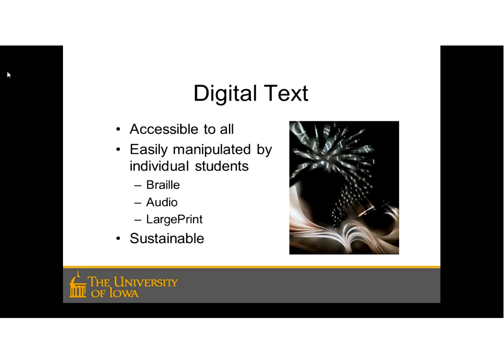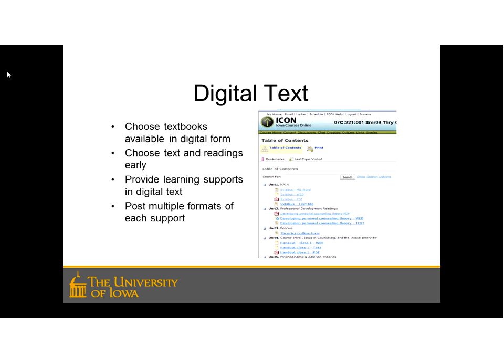But if we have digital text, we can do just about anything we want with it. We can print Braille from it, we can turn it into audio and listen to it, we can make large print, we could have it read out loud on the computer, we could change the colors, we could change the background colors, we can manipulate it in any way to make it accessible to just about anybody. Also, it's sustainable. We don't have to kill all kinds of trees printing out huge textbooks if we're using digital text. And with digital text, students that prefer to print something out and read it still can do that.